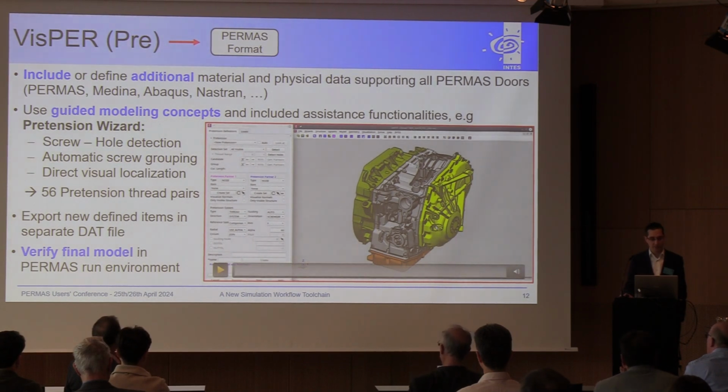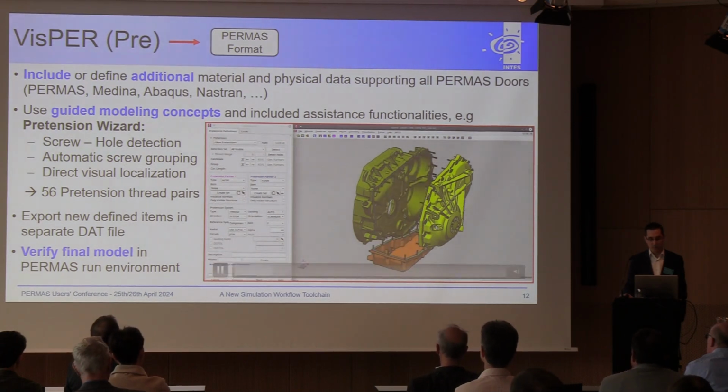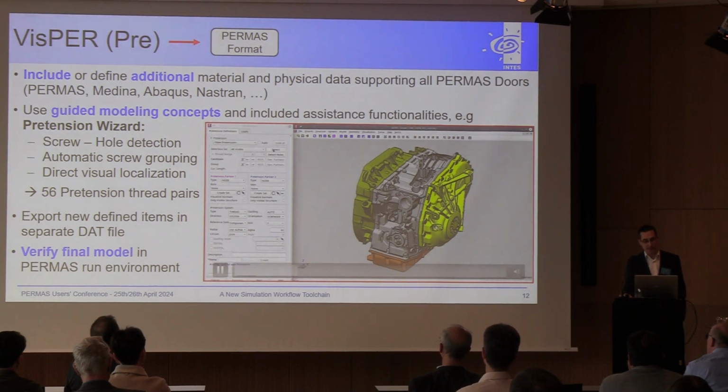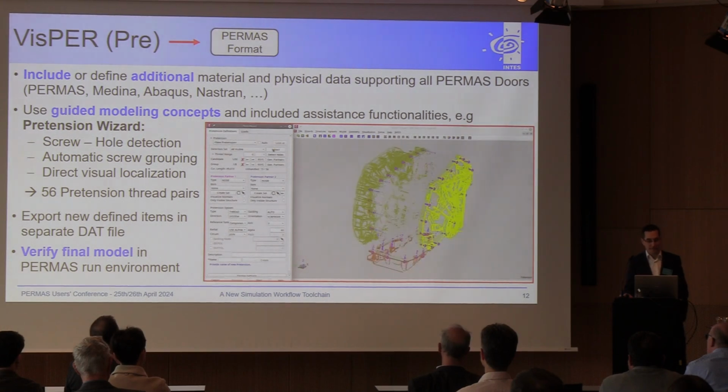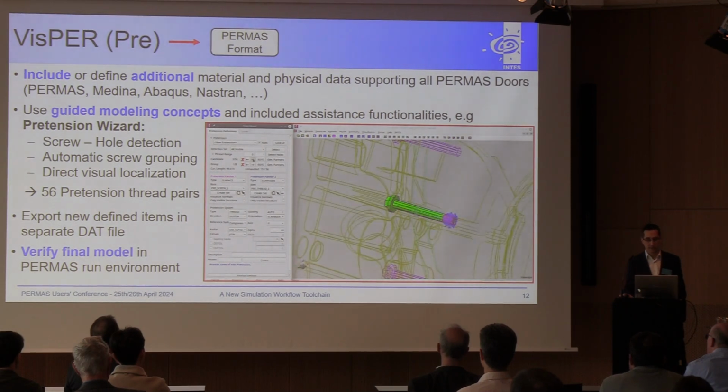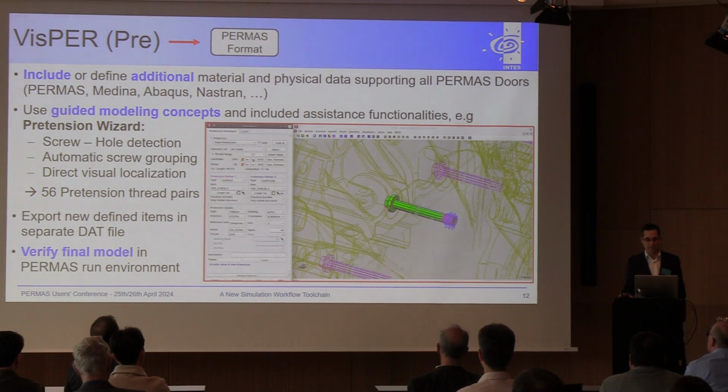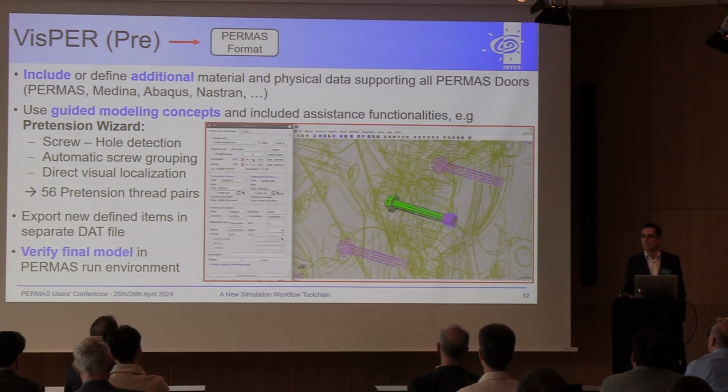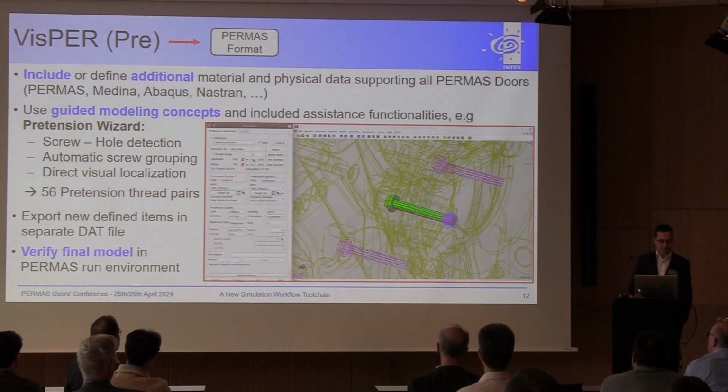So with this new version, you only open the pretension wizard, and here we can see that you have a lot of screws. Finally, you click the detect button, and after a few seconds, all screw pairings are automatically detected, and you can visualize these definitions and control them easily by clicking through different screws. And here you find the thread coupling definitions. If it's okay for you, you can accept them, and that's all for the pretension definitions. Here we have 56 pretension threads created.